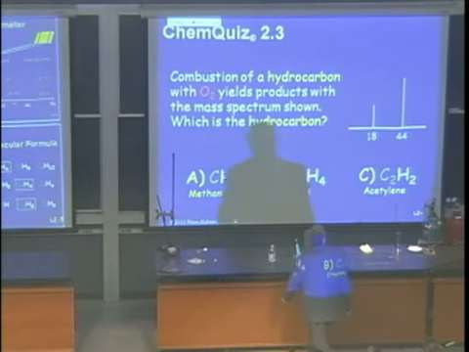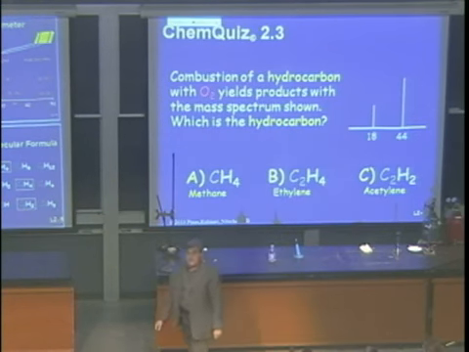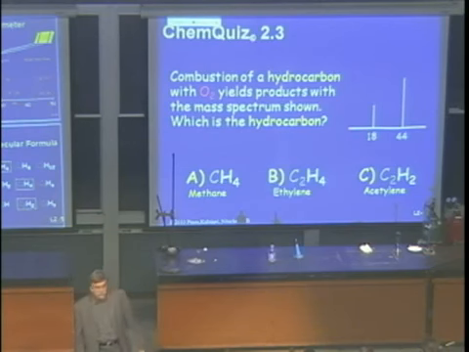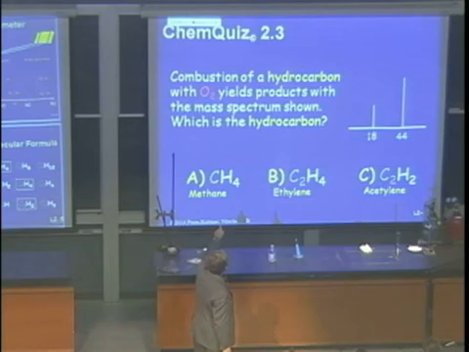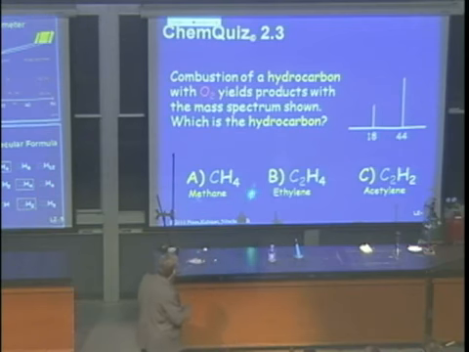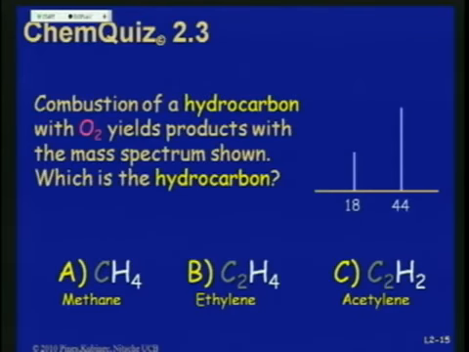You're going to think about this over the weekend, and I will pose this question at the beginning of the next lecture, and you will answer it. The question: combustion of a hydrocarbon with oxygen yields products with the mass spectrum shown here. Which is the hydrocarbon? Methane, ethylene, or acetylene? Okay?